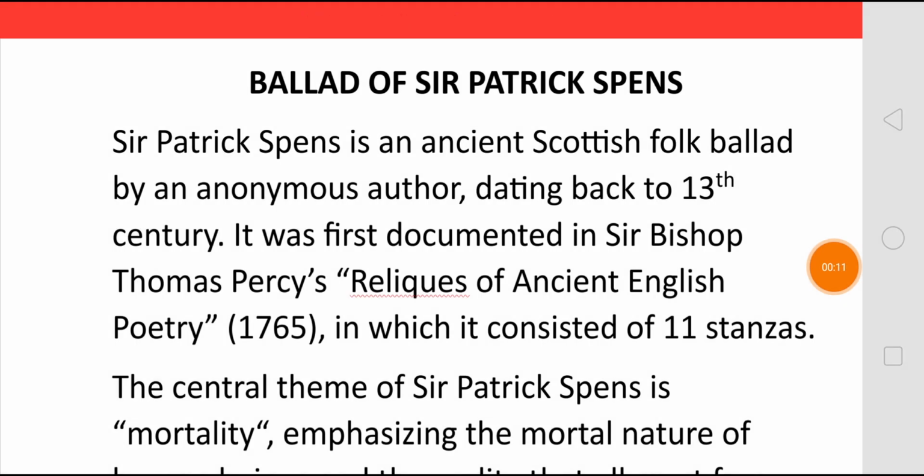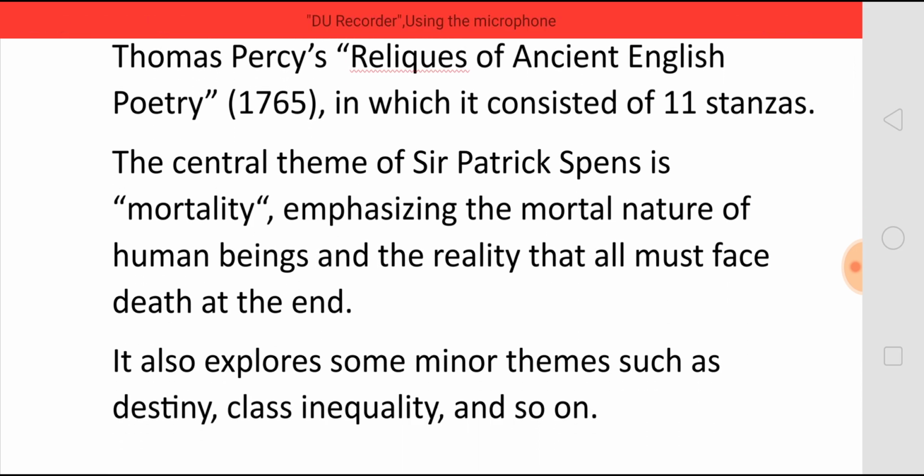This is an ancient Scottish folk ballad written by an author whose name is unknown. This ballad dates back to the 13th century. It was first documented in Bishop Thomas Percy's Reliques of Ancient English Poetry in 1765 and it consists of 11 stanzas. The central theme of Sir Patrick Spens is mortality. That is, it says that human beings will definitely face death at the end. It also explores some minor themes such as destiny, class inequality, and so on.